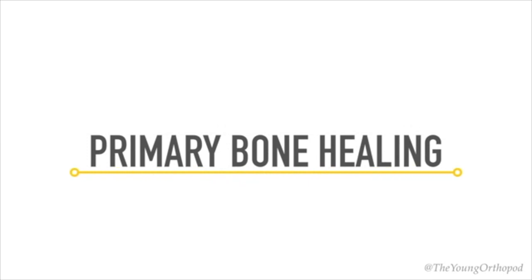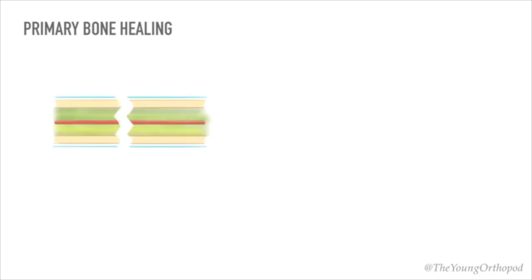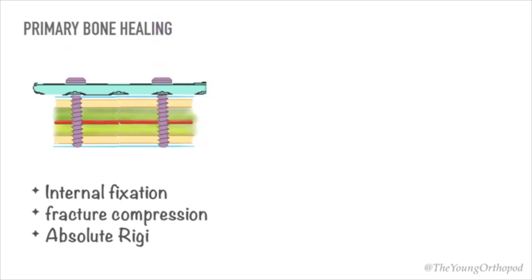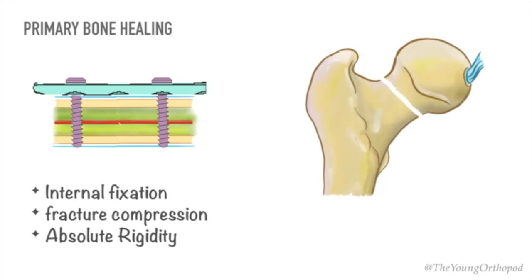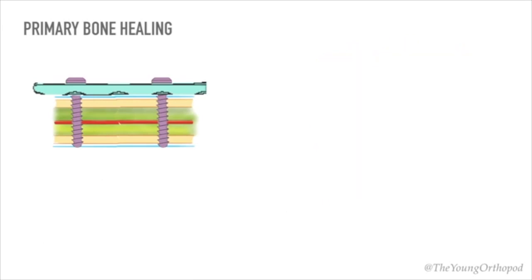Primary bone healing is seen when the fracture is reduced and held absolutely rigidly following internal fixation and fracture compression. A similar pattern of healing is seen in impacted fractures in cancellous bones. Two patterns of primary bone healing are observed.